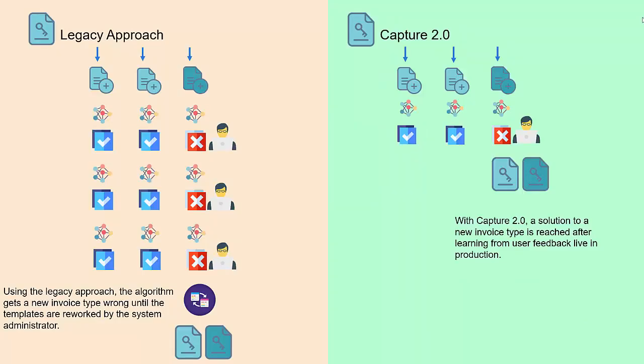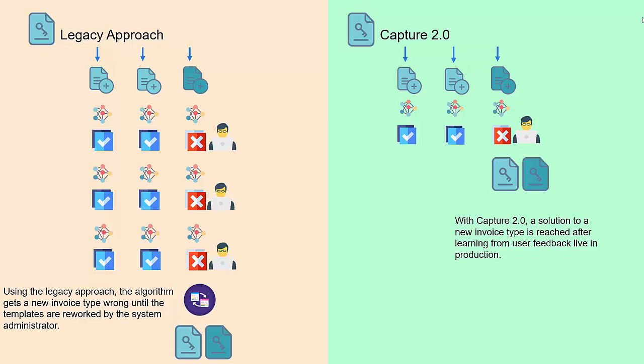When a new or altered invoice gets queued up in a legacy capture system, users will have to correct the index attempts until an administrator comes in and reworks the templates. But with Capture 2.0, we make the most of the user feedback and validation phase in order to rapidly scale the template library.